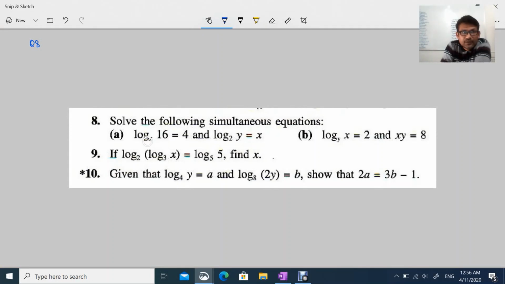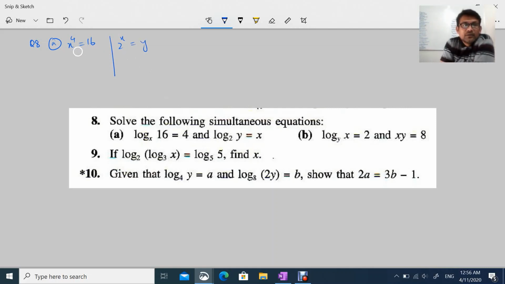Log x 16 is equal to 4, and this equals x. What we can do, index form: x power 4 is 16. X power 4 is equal to 16. And for the second equation, we can write 2 power x is equal to y.